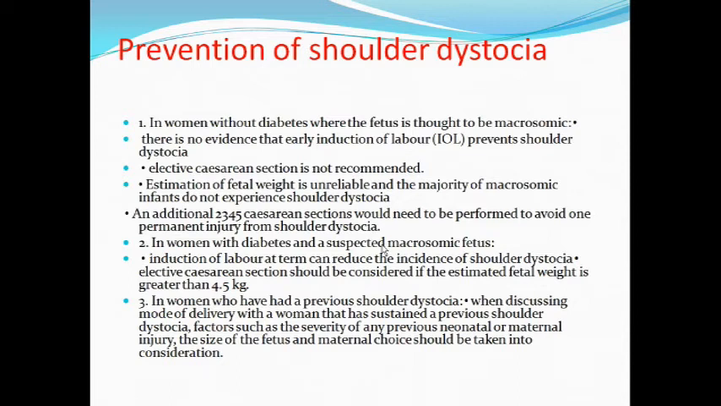In women with diabetes and a suspected macrosomic fetus, induction of labor at term can reduce the incidence of shoulder dystocia. Elective cesarean section should be considered if the estimated fetal weight is greater than 4.5 kg. But in Indian conditions, we usually do pelvic assessment, and if the weight is more than 4 kg, we usually take the patient for cesarean section.